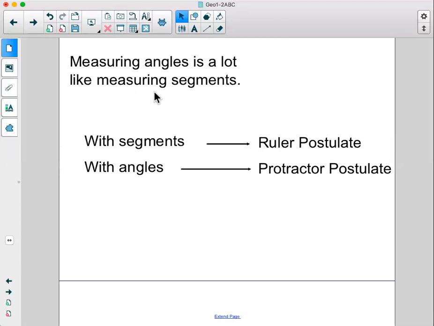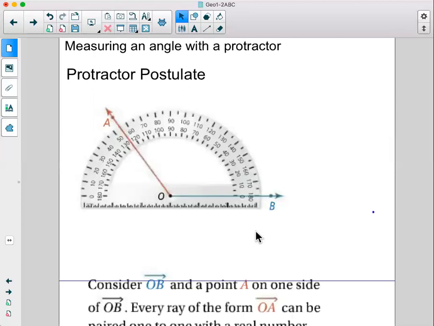Now, measuring angles is a lot like measuring segments. When we measured segments, we used the ruler postulate, which stated every point in space can be lined up with a real number coordinate. The same is going to be true for angles, only with angles we're going to be using the protractor postulate. And this is a protractor. When you use a protractor, you put the vertex on a little point that's always in the middle of the bottom bar of the protractor, and you line one of the rays, or one of the sides of the angle, up with a number on your protractor. And then you compare the two numbers.